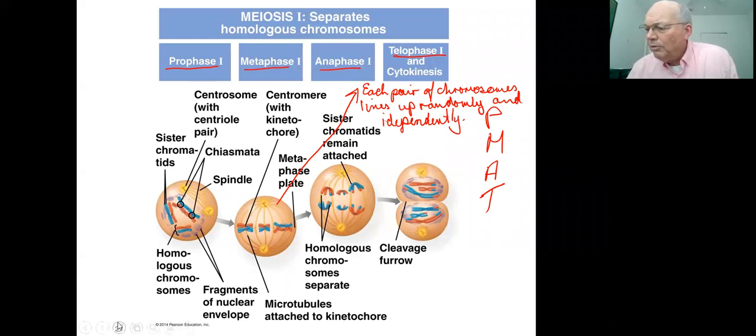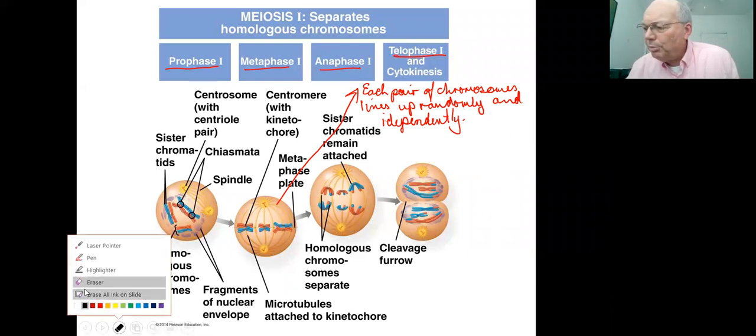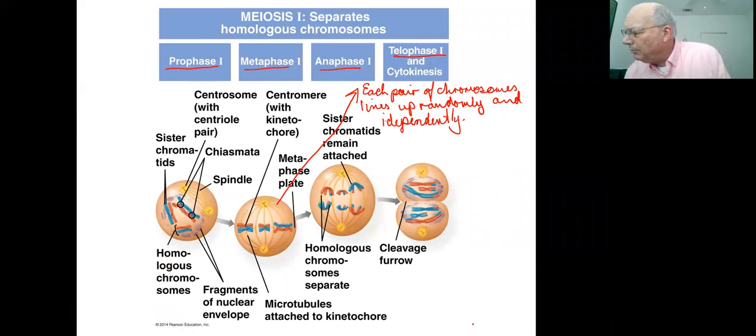So we've had the PMAT there for a while. I'm going to take the PMAT out now so that I can have the space. Maybe I'll put it down here because I may not need this space. So again, it's PMAT, prophase, metaphase, anaphase, telophase.